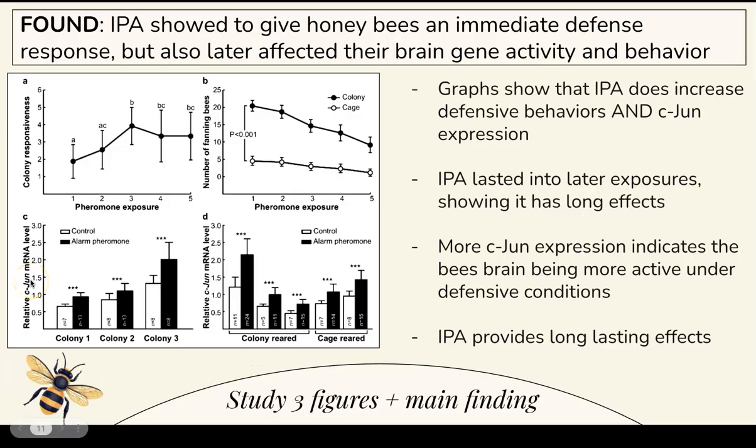The main finding was that IPA showed to give honeybees an immediate defensive response, but also later affected their brain gene activity and behavior. So these graphs on the left show that IPA does increase defensive behavior and it increases c-Jun expression. IPA lasted into later exposures, showing that it has a long effect on a bee's defensive reaction. With more c-Jun being expressed, it indicates that bee brains are more active under defensive conditions. So IPA is proved to provide long-lasting effects for a bee.